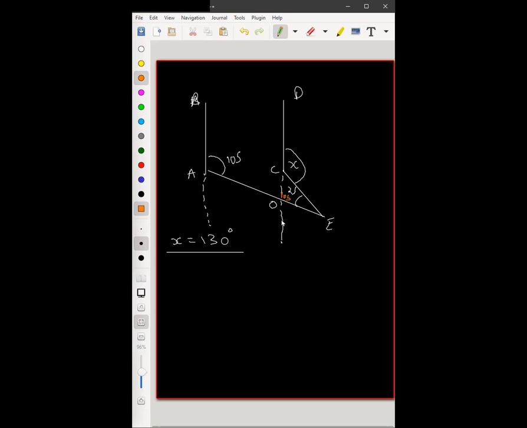Sir, am I audible? Yes, you're audible now. I think it's lagging. If you want, you can switch off your video. Yes, sir. Yeah, then it's better. Sir, in the triangle COE, X is the exterior angle and 25 and 105 are the interior opposite angles. So X will be 105 plus 25, which is 130.